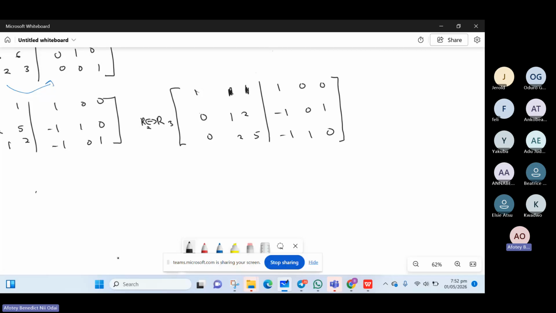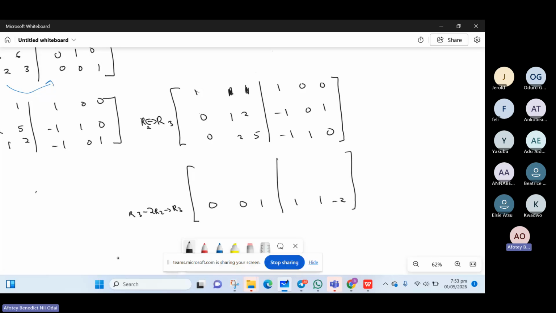So now let's try and eliminate these two. We can use the formula R3 minus 2R2 is equal to R3, right? And this gives us, let's see, 0 0 1, 1 1 negative 2, right? So we are not changing R2.